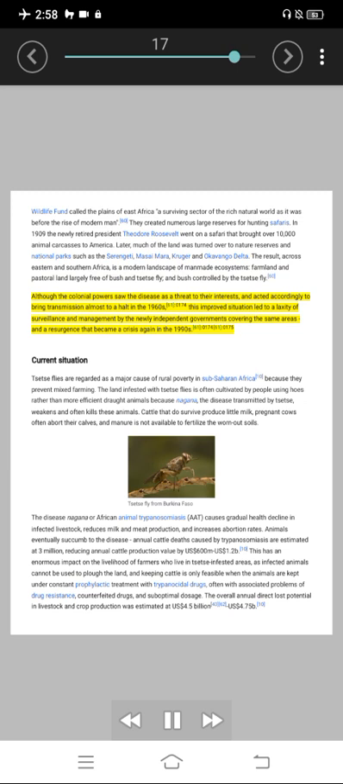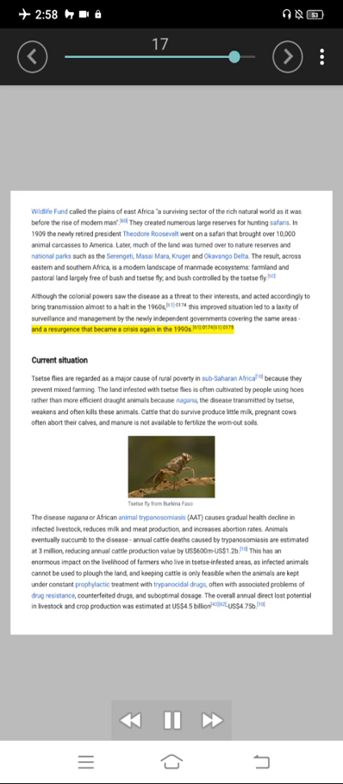Although the colonial powers saw the disease as a threat to their interests, and acted accordingly to bring transmission almost to a halt in the 1960s, this improved situation led to a laxity of surveillance and management by the newly independent governments covering the same areas, and a resurgence that became a crisis again in the 1990s.